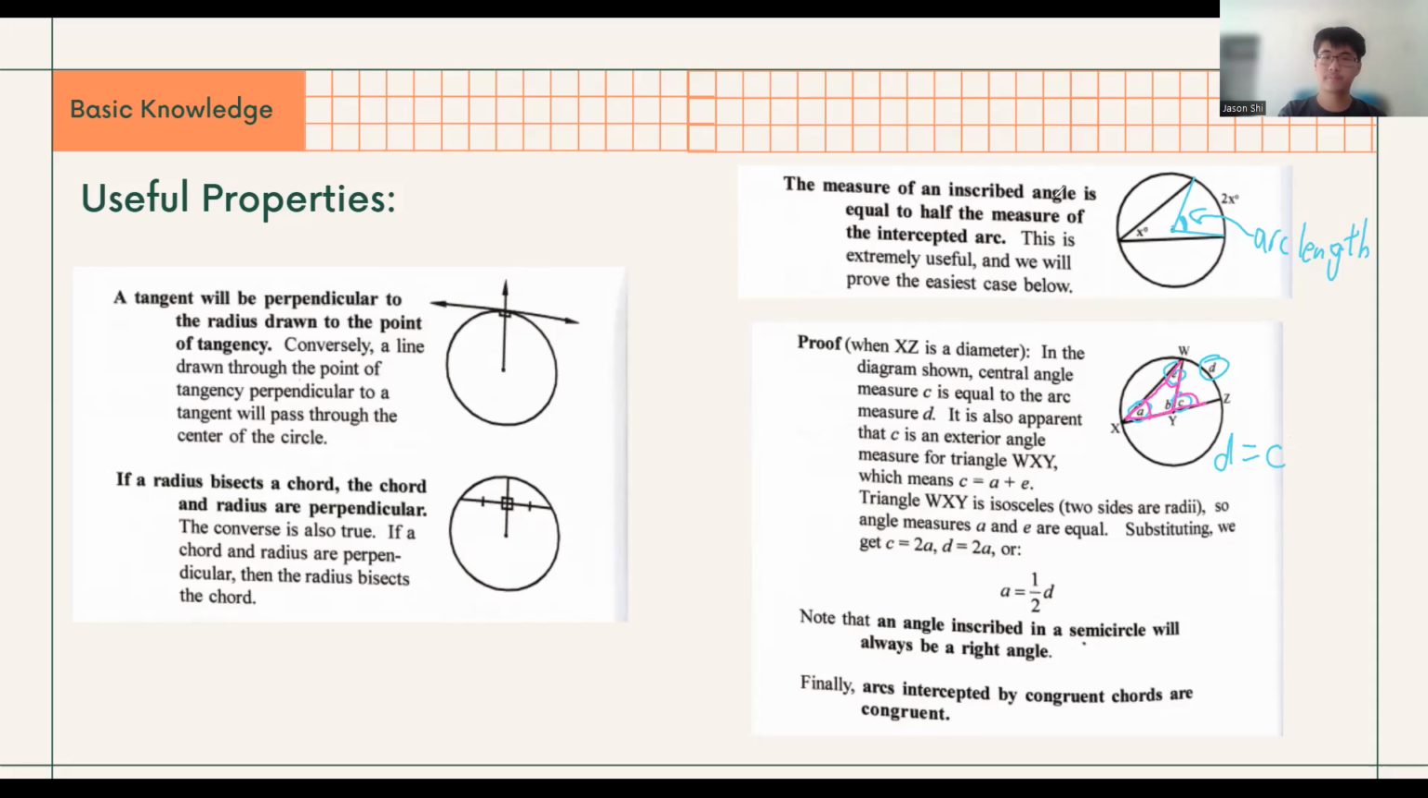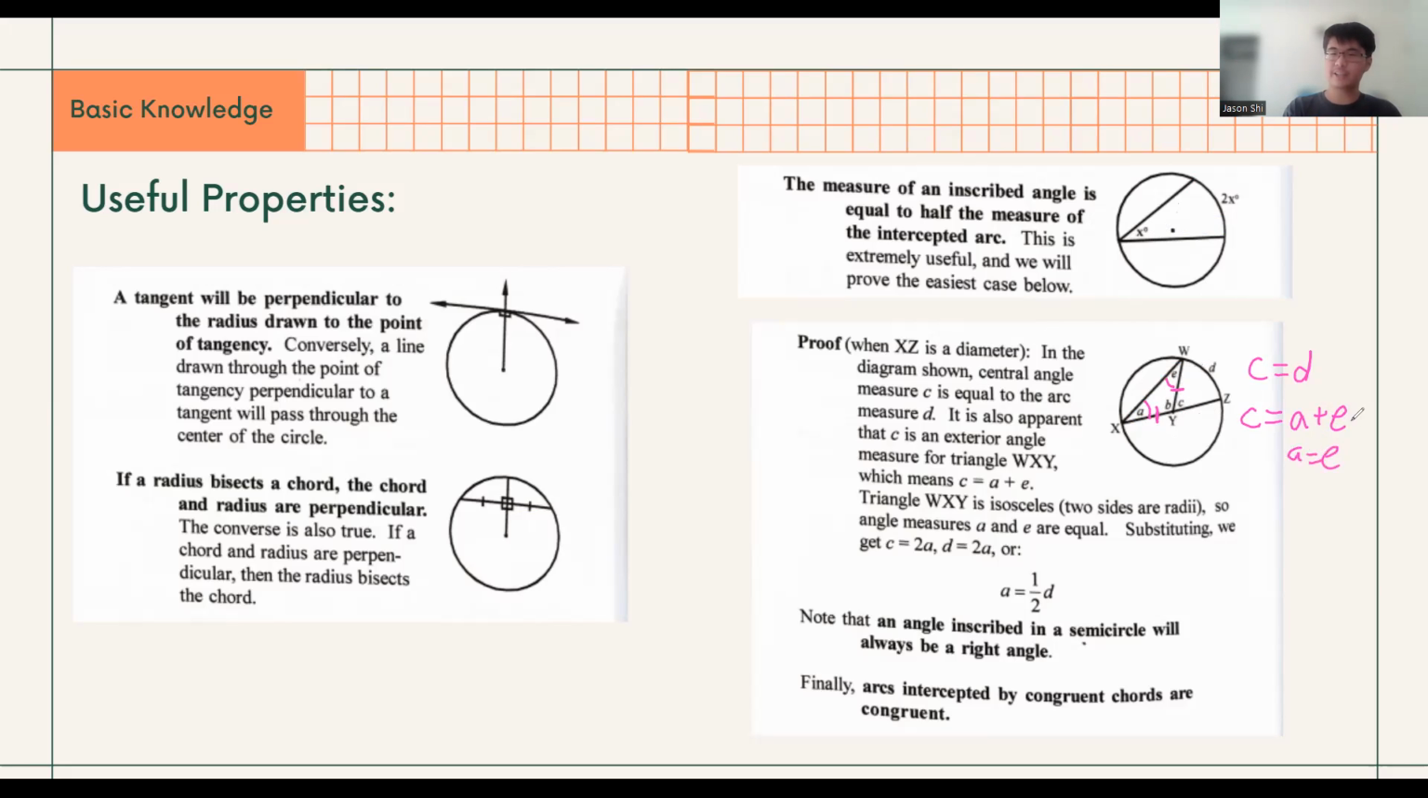Okay, I probably need to redraw everything. So C equals D, and C equals A plus E, right? But what we have to notice here is A equals E because WY equals XY, because they're both radii of the same circle. A circle's radius is the same throughout the circle. That's pretty obvious, hopefully. So since these two are the same, this is an isosceles triangle, which means that this angle and this angle are the same, which means A equals E.